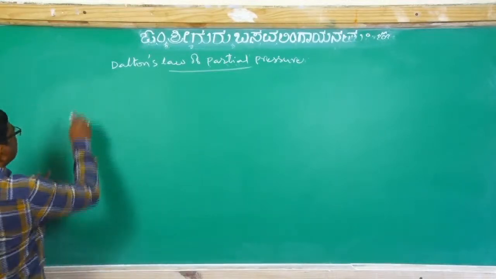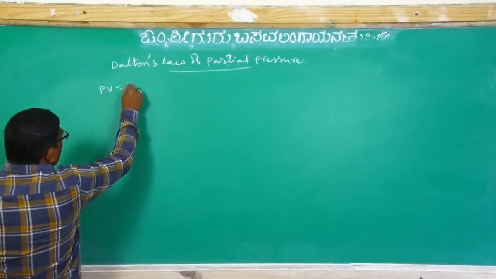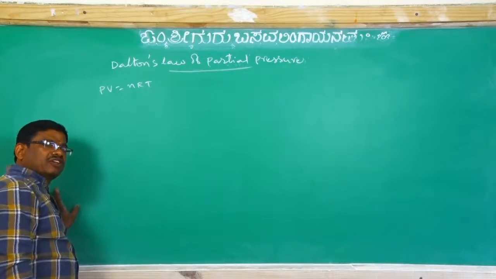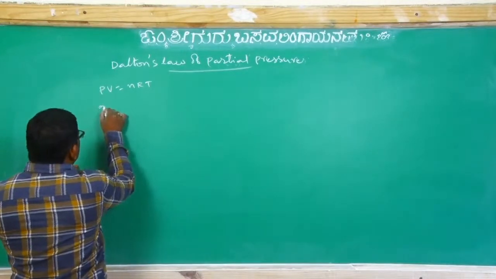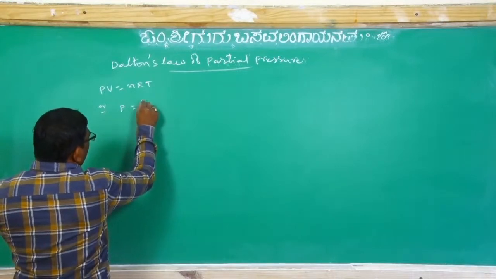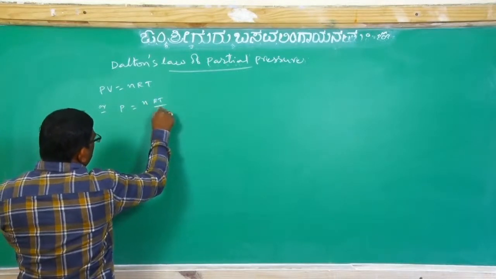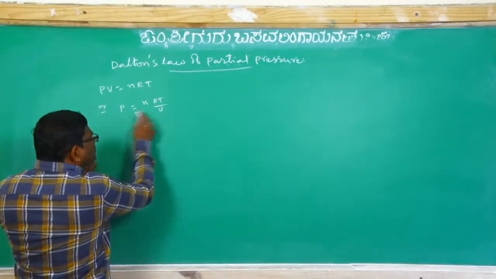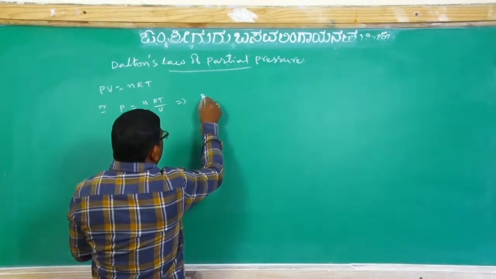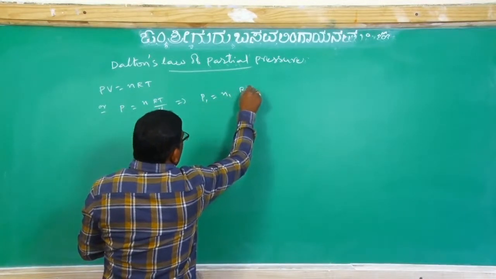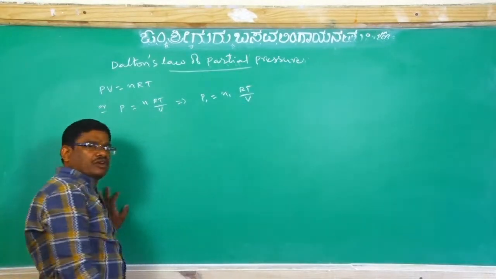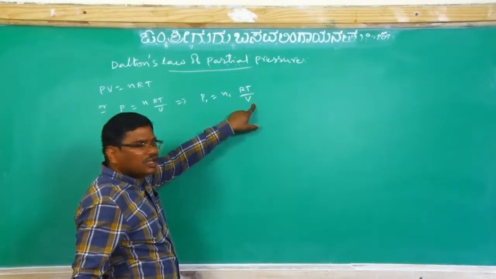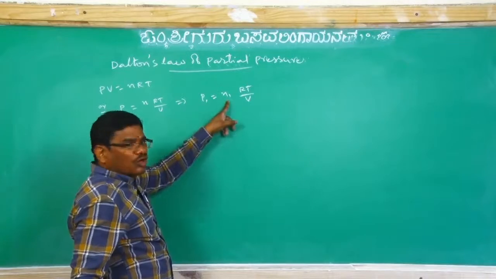Okay? Next, you know PV equals nRT as the ideal gas equation, correct? If we rewrite it, P equals nRT by V. I am just bringing V to the right side, that's it, correct? If it is so, this implies P1 equals N1 RT by V at constant temperature and volume. Temperature and volume remain constant, right? Thus P1 equals N1, only N varies.